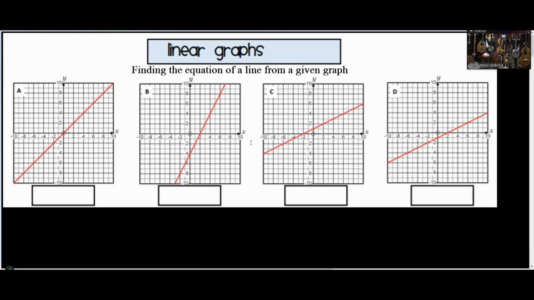Of all of these lines, graphs A, B, C, D, what we need to do is pick points on the line. We have to pick points on the line. So if I want to pick points on this particular one, the first one, maybe I can pick this particular point, 6. Can you see the point 6 on the line? I can pick any point, okay?